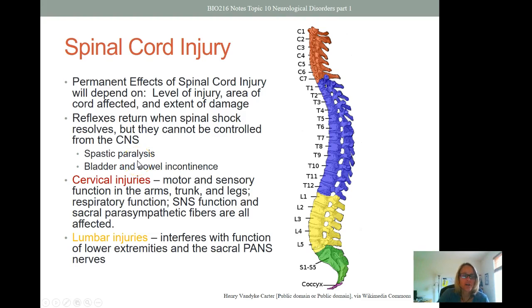Initially, during spinal shock, we had kind of a flaccid bladder. Now we're going to have bladder and bowel incontinence. So it can still fill and contract, but it can't be controlled.